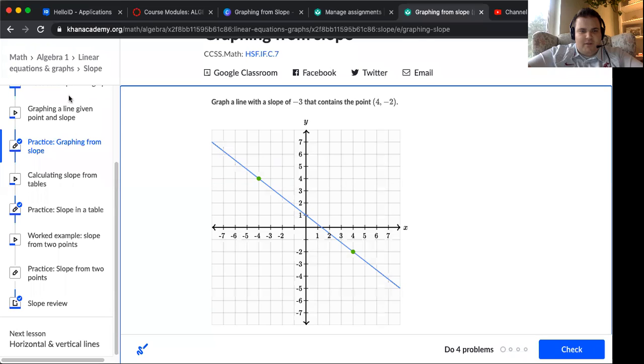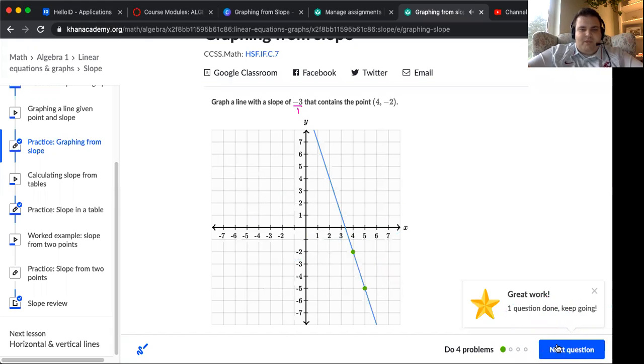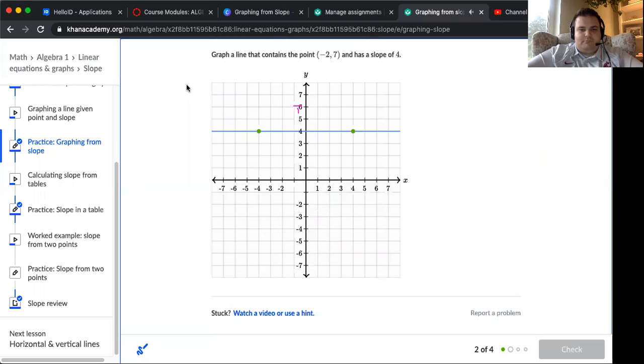So this would be -3 over 1. From here, we go down 3 over 1. So this is going to come over here somewhere. Down 1, 2, 3, over 1. That looks to be correct. From the point (4, -2), I went down 3, right 1. And I'll go ahead and do one more here.